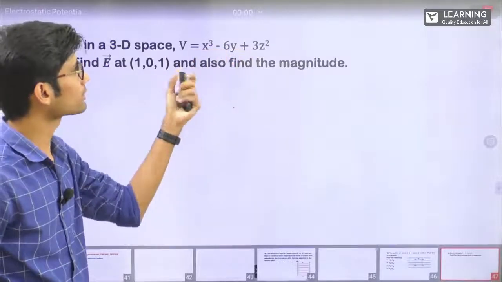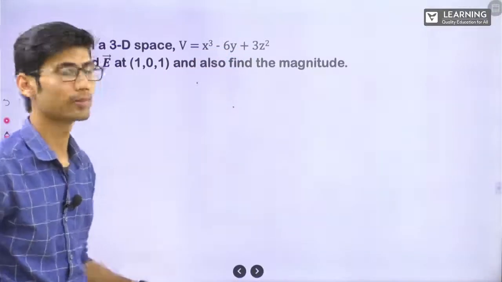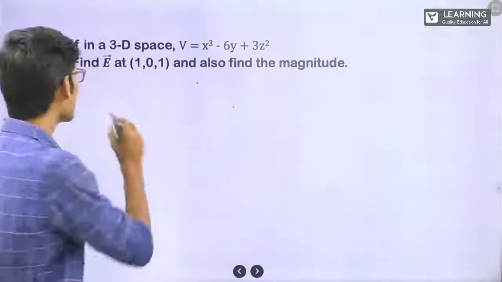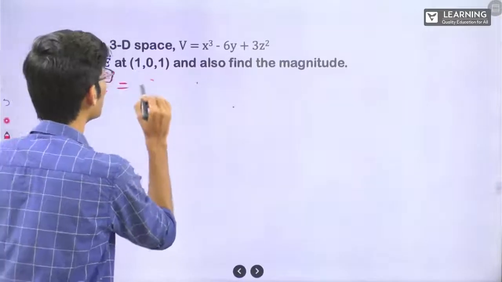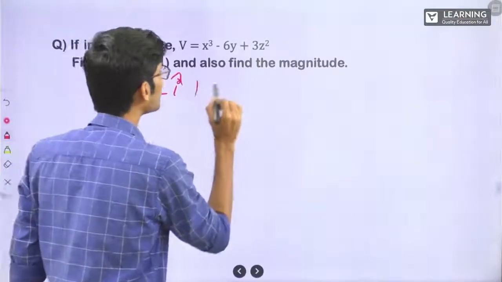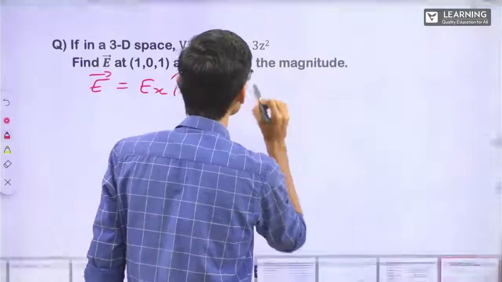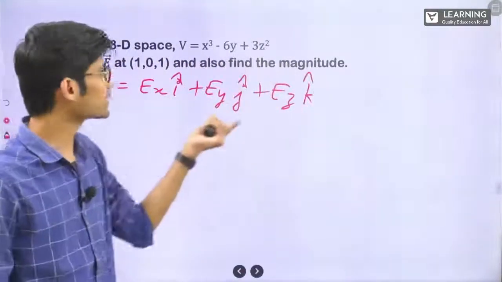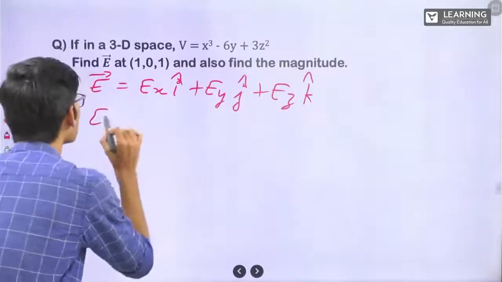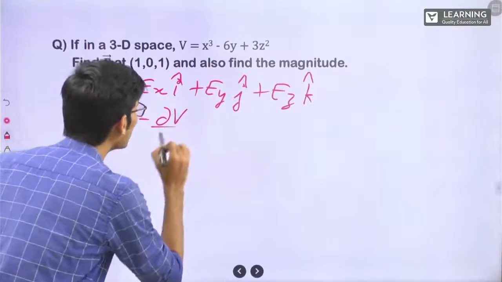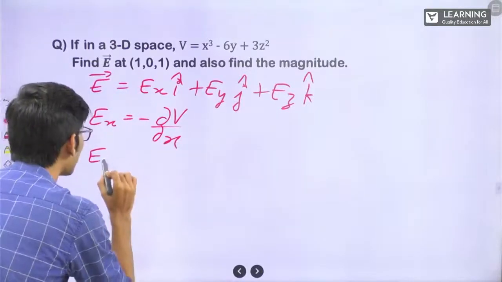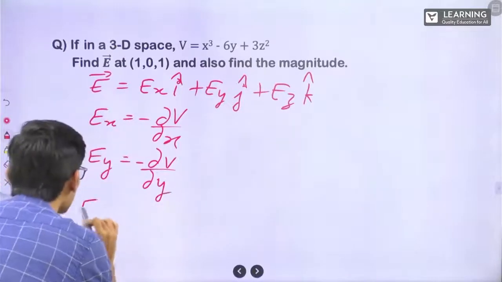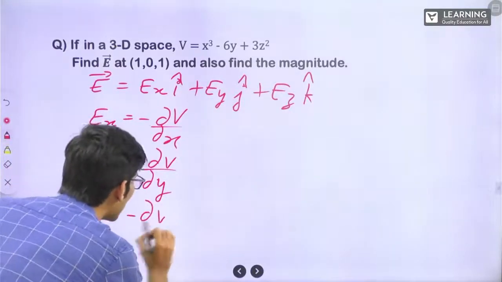This x cube minus 6y plus 3z square is the value of V. Electric field, if we have to find out, we know that E is equal to Ex i cap plus Ey j cap plus Ez k cap. We need to find Ex, Ey, Ez. Ex is equal to minus dou V by dou x. Ey is equal to minus dou V by dou y. Ez is equal to minus dou V by dou z. Correct?